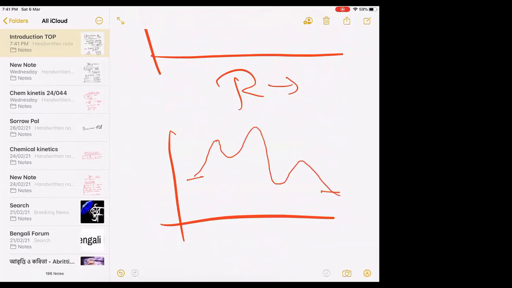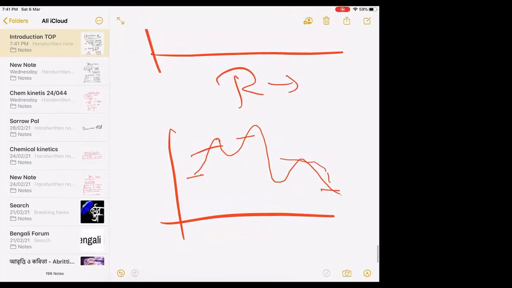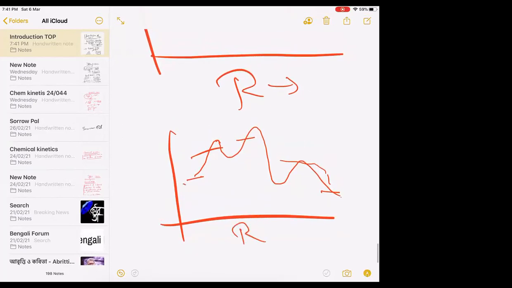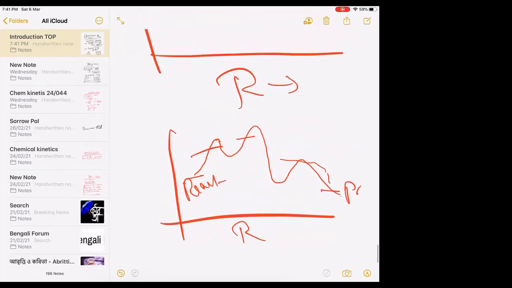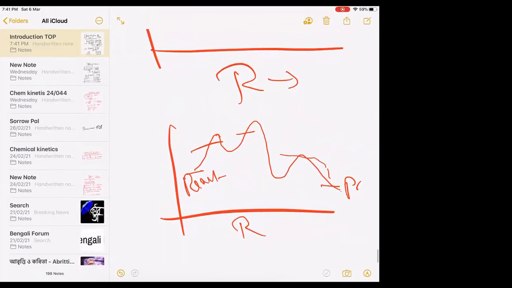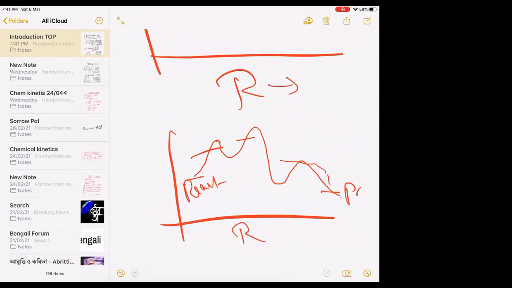So there may be various hills. As you can see, I have a hill, I have another hill, then a small hill, then eventually I come here. The organic chemist would like to know everything as the reaction proceeds. This is the reactant, this is the product, and I would like to know. With this, I'll be able to find out all the intermediates and the activation barrier. And this entire thing is called the reaction mechanism.